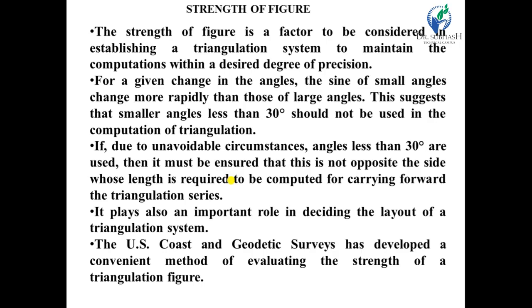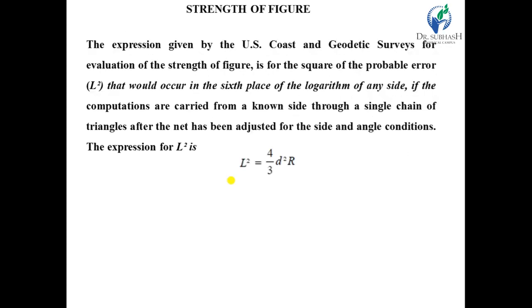The US Coast and Geodetic Survey has developed a convenient method of evaluating the strength of a triangulation figure. The expression given by the US Coast and Geodetic Survey for evaluation of the strength of figure is the square of the probable error that would occur in the sixth place of logarithm of any side if the computations are carried from the known side through a single chain of triangles after the net has been adjusted for the side and triangle angle conditions.